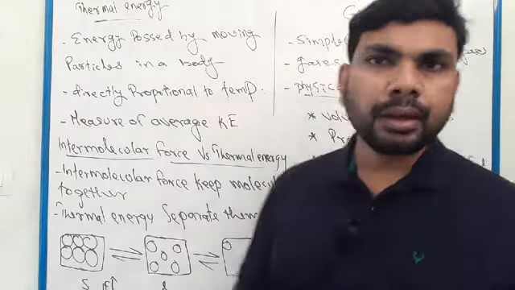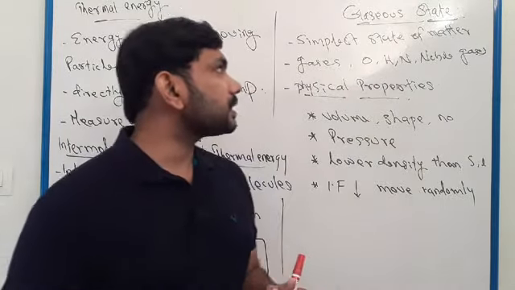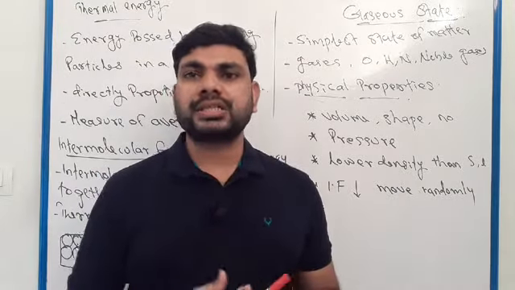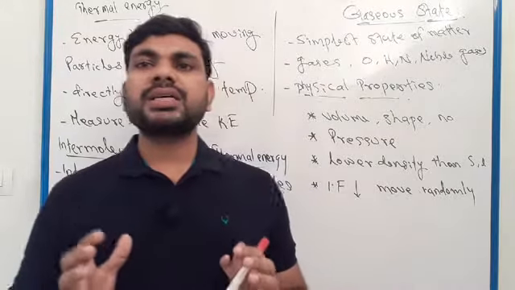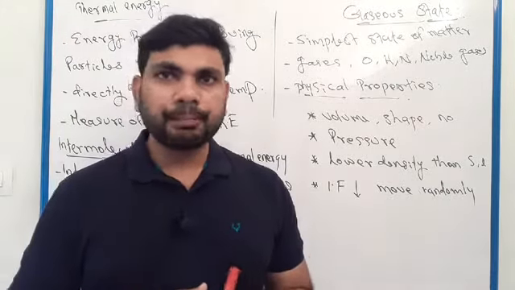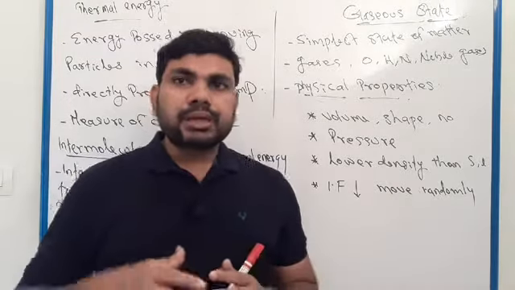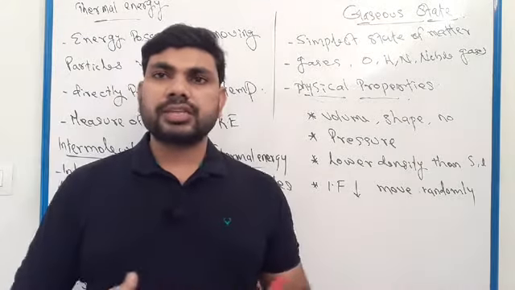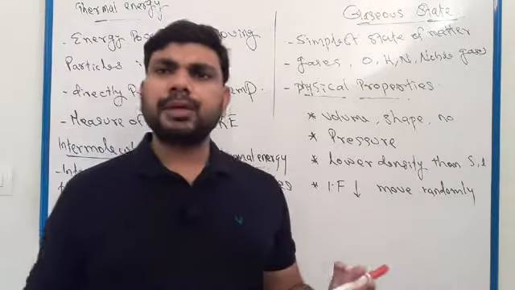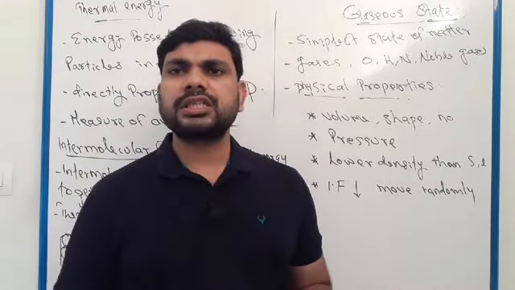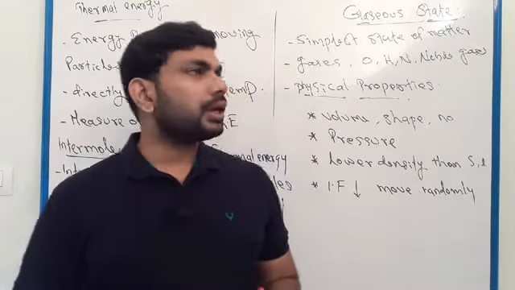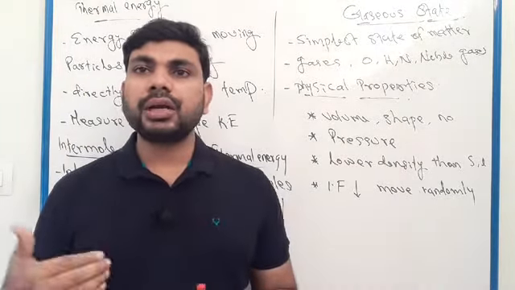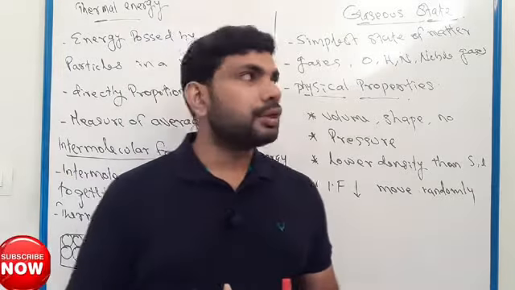Clear? Okay, next we will focus more on the gaseous state. The name of the chapter is states of matter, but we will focus on the gaseous state and different gas laws. When you take the periodic table you can see many gases: oxygen, nitrogen, hydrogen. Also there are noble gases: helium, neon, argon. These are gaseous elements in the periodic table.